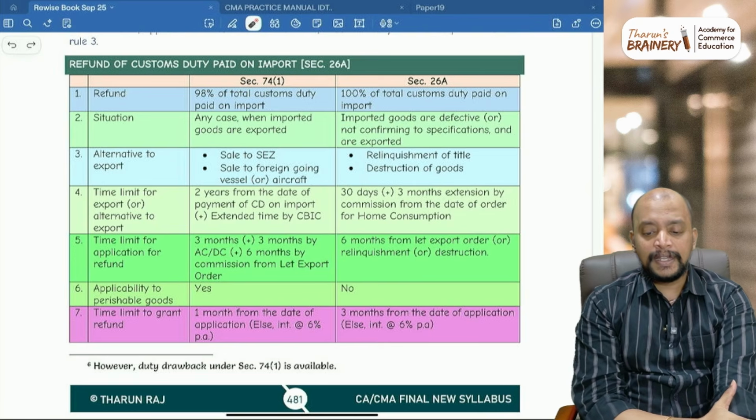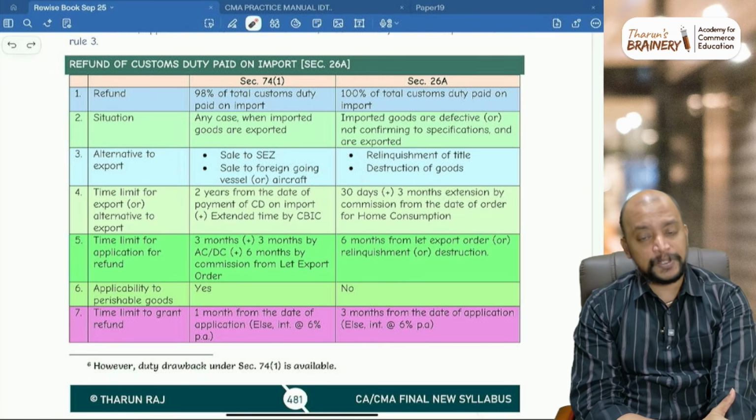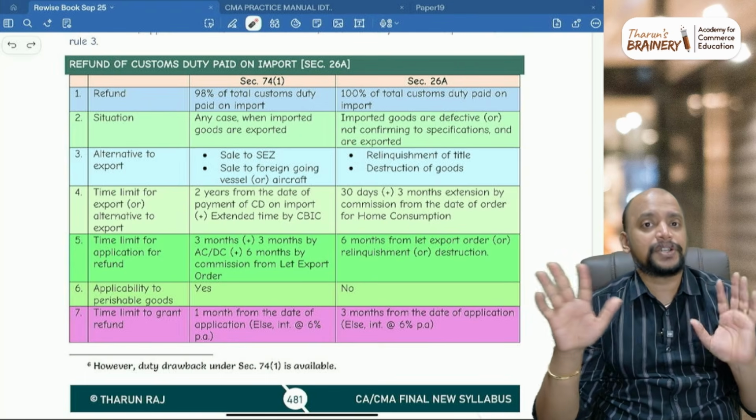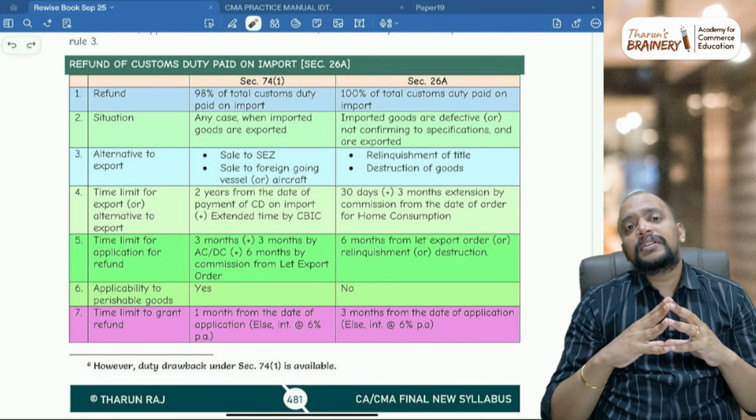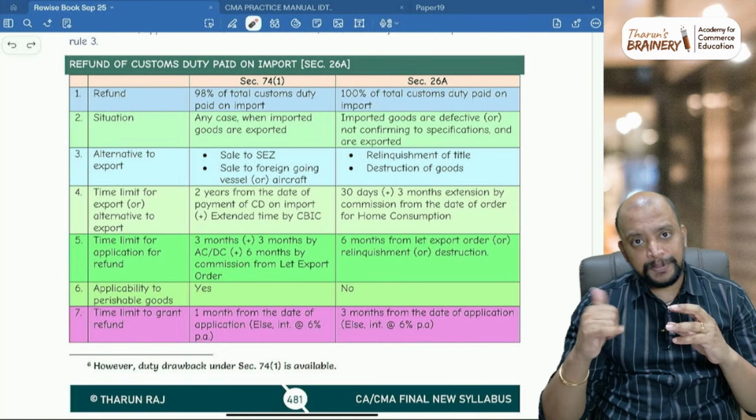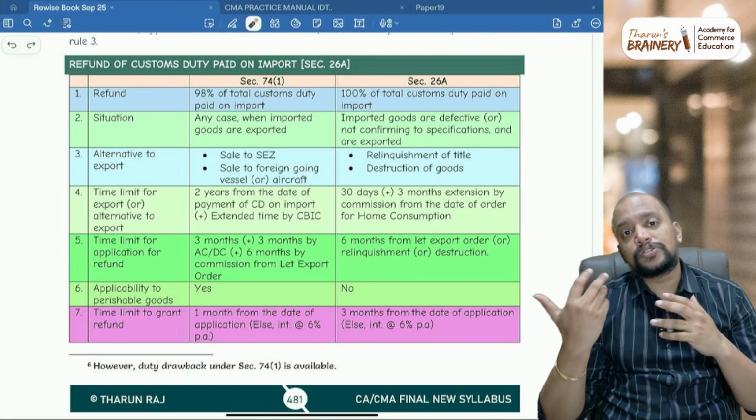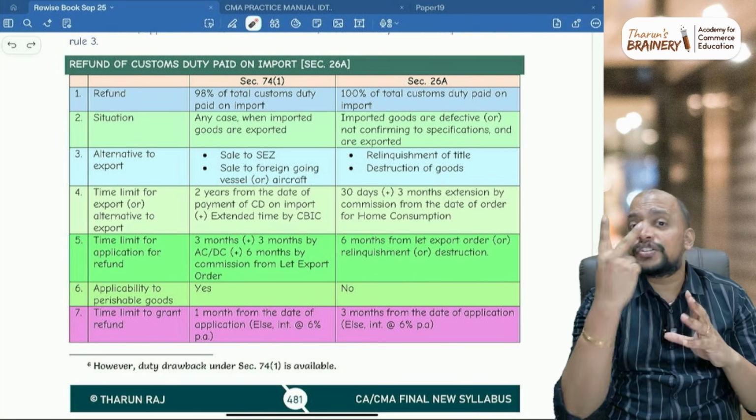See that situation. Imported goods are defective or not conforming to specifications and are exported. What's the alternative to export? Either relinquishment of title or destruction of goods. Then what is the time limit within which imported goods should be exported or sold to a foreign going vessel or sold to SEZ? In case of 74.1, the time limit is 2 years.